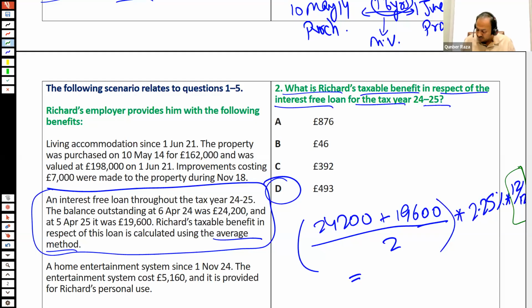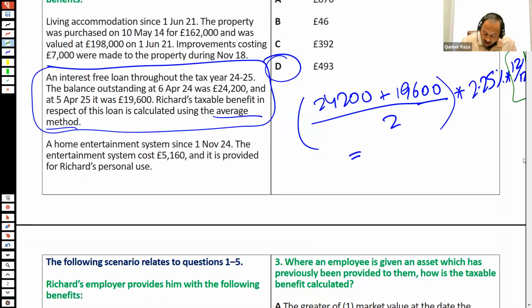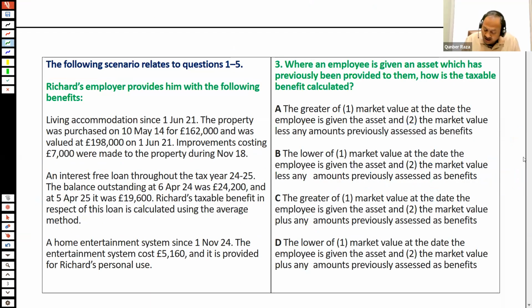Okay. So I hope this point is very much clear. Now, if I move to point 3: where an employee is given an asset which has previously been provided to them, how is taxable benefit calculated? Normally we do this as part of our calculation, but here it is not being asked with respect to the calculation. Rather, it is being asked towards the methodology, let's say in the English language, how to calculate. Okay. Let me start reading from point D, where I'm reading the requirement again.